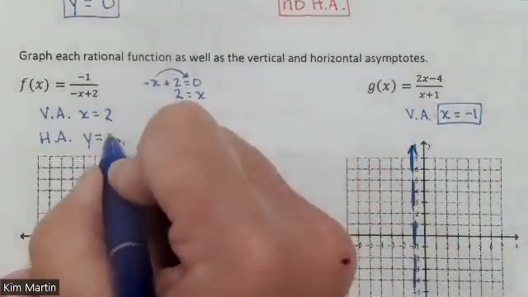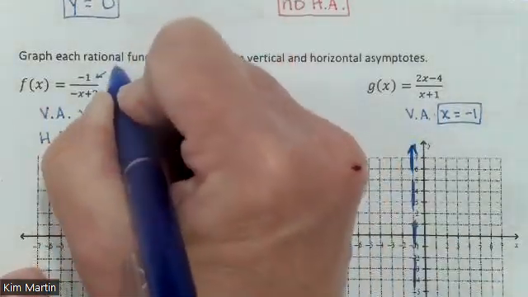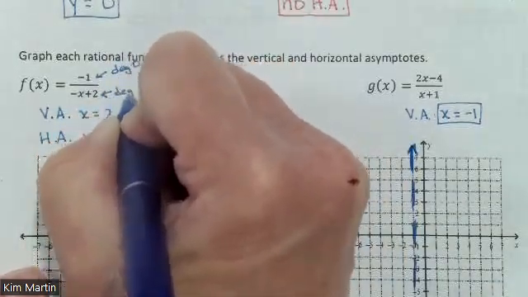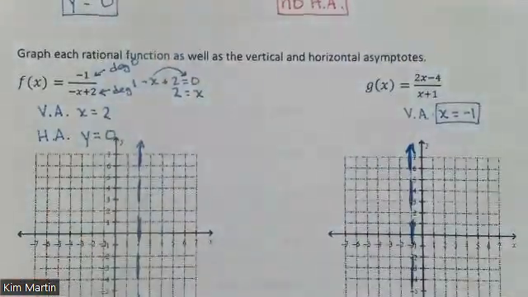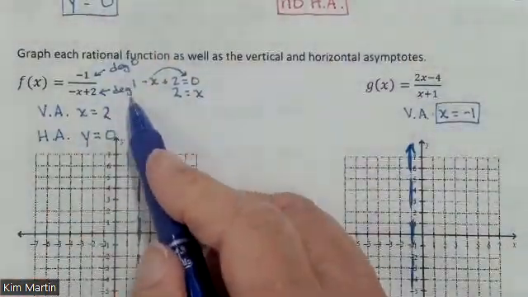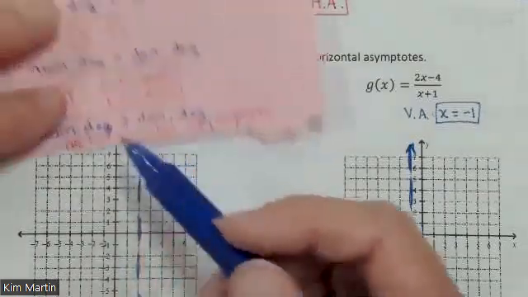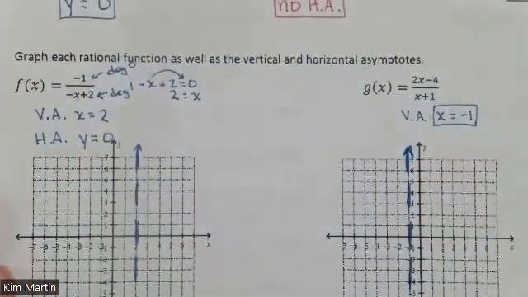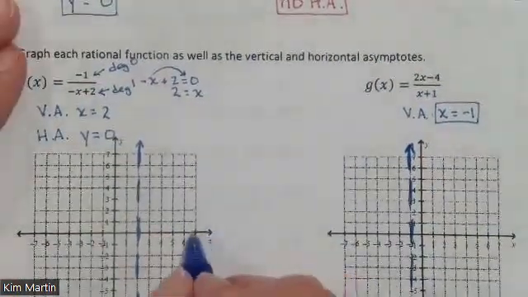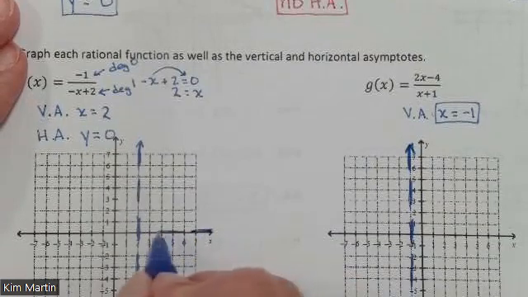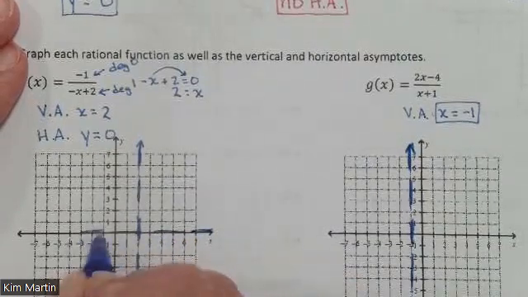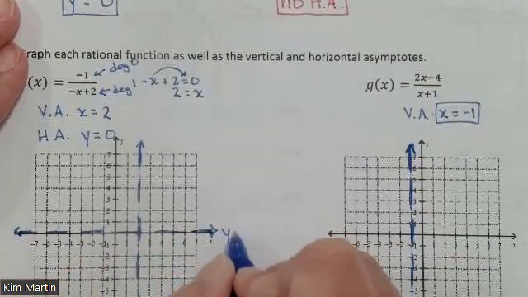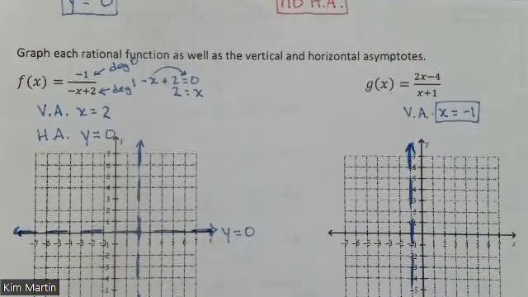It's 0, right? Because this has a degree of 0. This has a degree of 1. When the numerator degree is less than the denominator degree, it's y equals 0. So that means the x-axis right here, there's a horizontal asymptote at y equals 0. That's the x-axis. Okay.